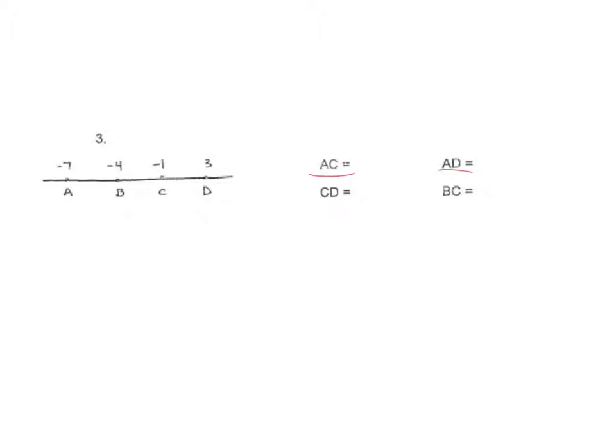Okay, I have a number line asking for capital letters. This means the distance between A and C. So I go over to A and C. C's at -1, A's at -7, so the distance is 6. There's 6 units between the two. The distance between A and D, A is at -7, D is at 3, so 7 plus 3 is 10. There's 10 units. CD, the distance between here and here, -1 to 3, is going to be 4 units. And the distance between B and C is also 3 units.